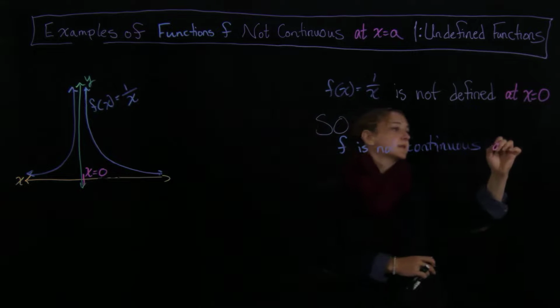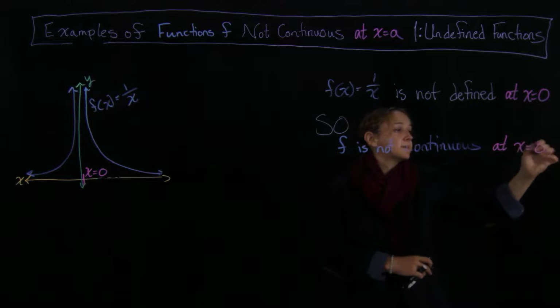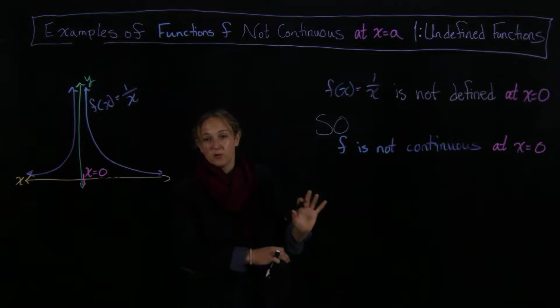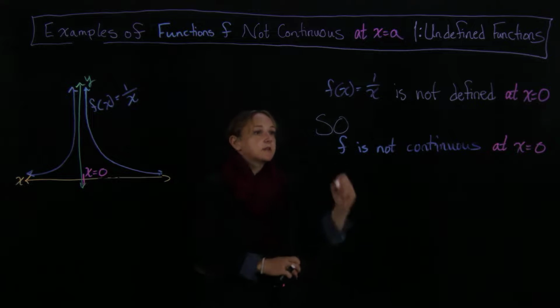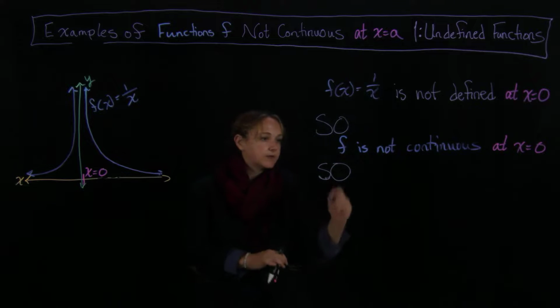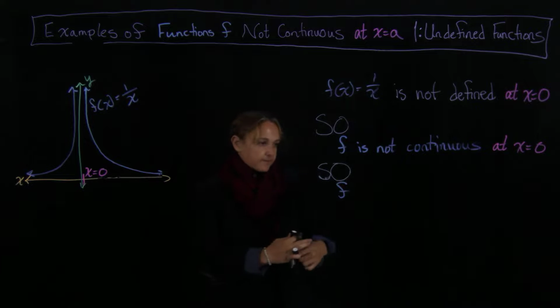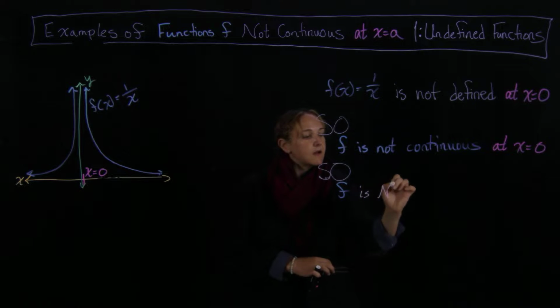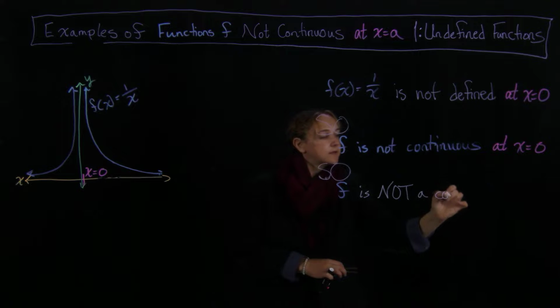So f is not continuous at x equals 0. And all it takes is to not be continuous at one point in order to be not continuous. So right, f is not a continuous function. Okay, so f is not a continuous function.